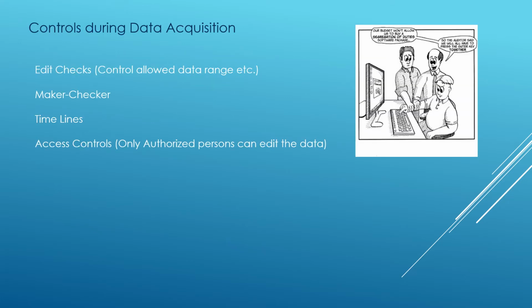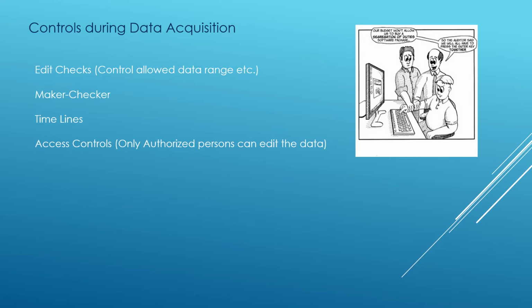Now let's have a look at some of the controls during data acquisition. The first one is edit checks. Edit checks make sure the data entered is within a proper range. It is similar to input validation during API testing. If you remember, back in 2013-2014, one of the stock market traders was able to enter a billion instead of a million, and it brought down the whole market. So edit checks will help with these scenarios where it might cause an integrity violation to the system.